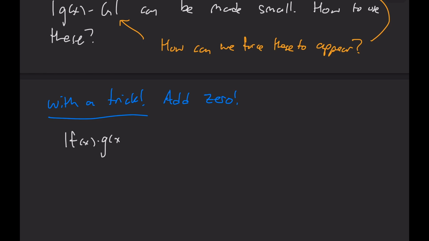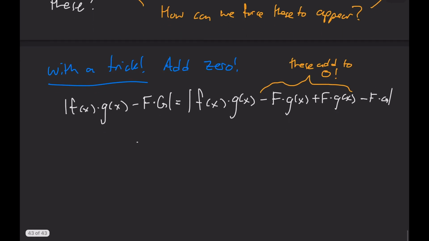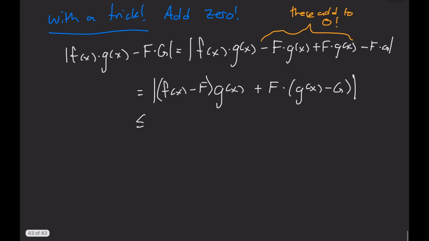So absolute value of f times g minus capital F times capital G is just f times g minus capital F times g of x plus capital F times g of x minus capital F times capital G. So notice that these two middle terms here add to 0. So I haven't changed the value. But the point now is that I can combine the first two terms and factor out a g of x. And the last two terms, I can factor out a capital F. And now my differences appear just like how I want them.